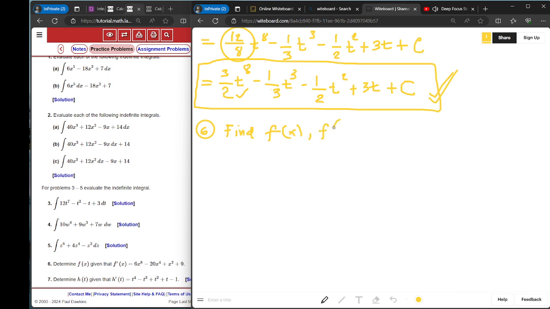f prime of x is equal to 6x to the 8 minus 20x to the 4th plus x squared plus 9. Now, if the given is this one, that means this whole form here is a derivative of something. Now, if it's a derivative of f of x.